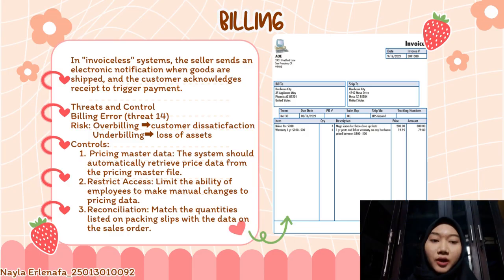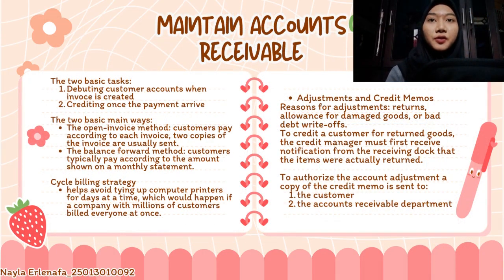A pricing mistake can be avoided by having pricing master data, where the system should automatically receive price data from the pricing master file. The second is restricted access, which limits the ability of employees to make manual changes to pricing data. And the last is reconciliation, which must match the quantities listed on packing slips with the data on the sales order. So we move into maintain account receivable.